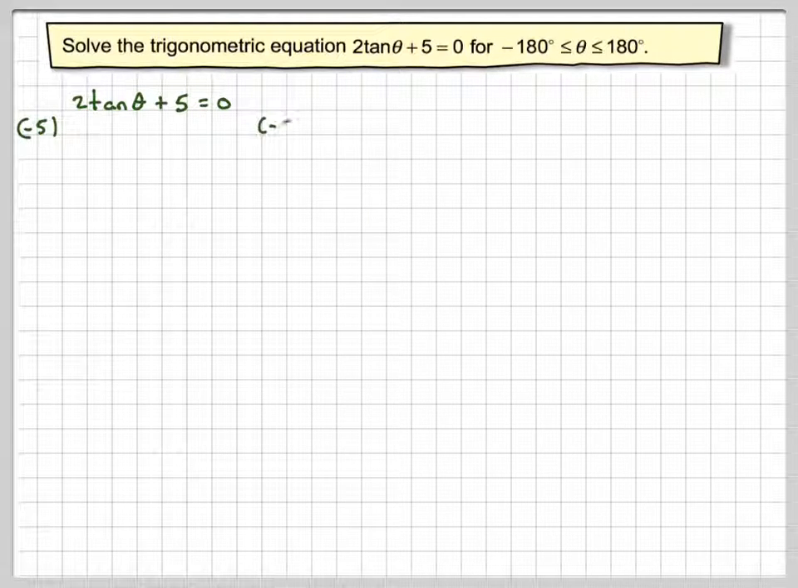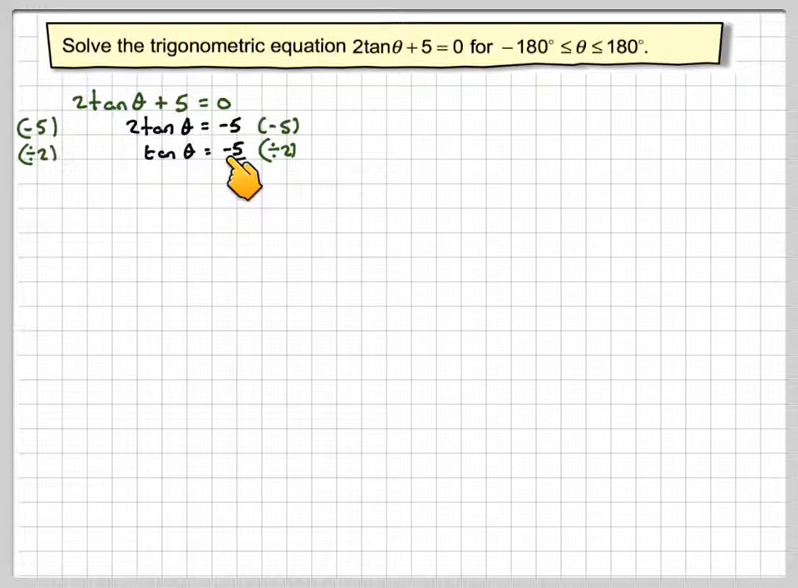So we have to reduce it by doing normal algebra, so we take 5 from both sides. So we're going to make tan theta the subject. 2 tan theta is equal to minus 5. And then dividing both sides by 2, we get that tan theta is equal to minus 5 over 2. So you see what I mean? You have to reduce these equations to either cos theta, sine theta, or tan theta is equal to something.